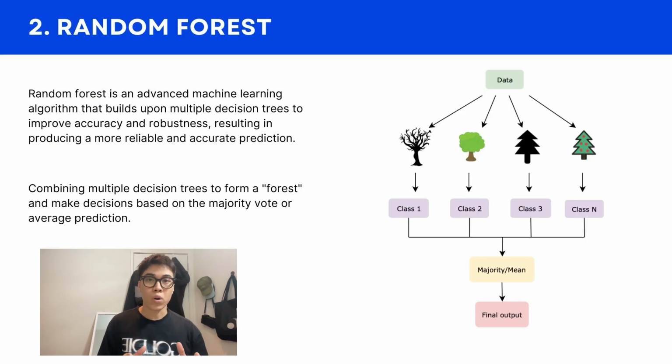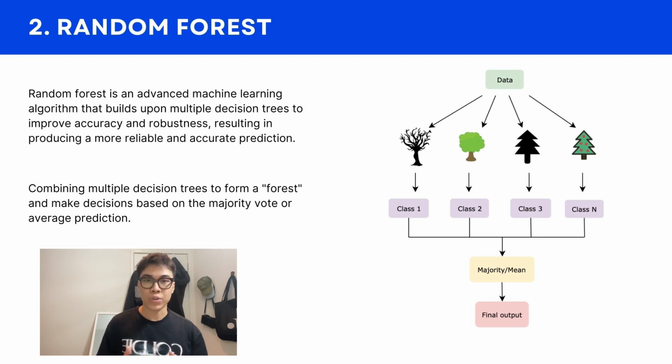Next, our second model is random forest. Random forest is an advanced machine learning algorithm that builds multiple decision trees to improve accuracy and robustness, resulting in a more reliable and accurate prediction.